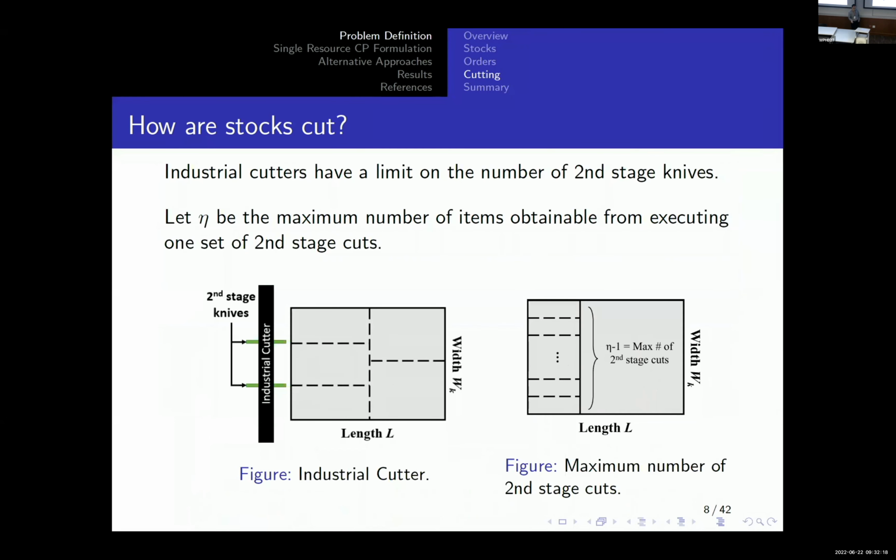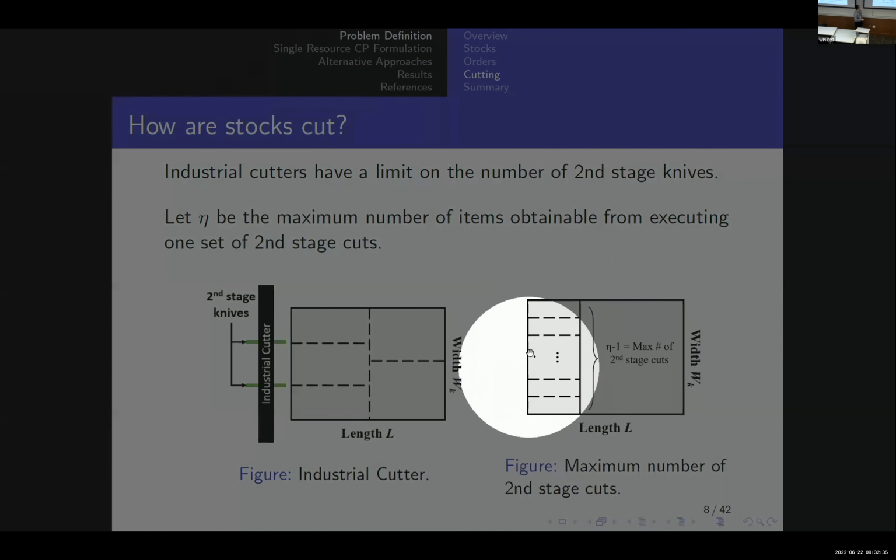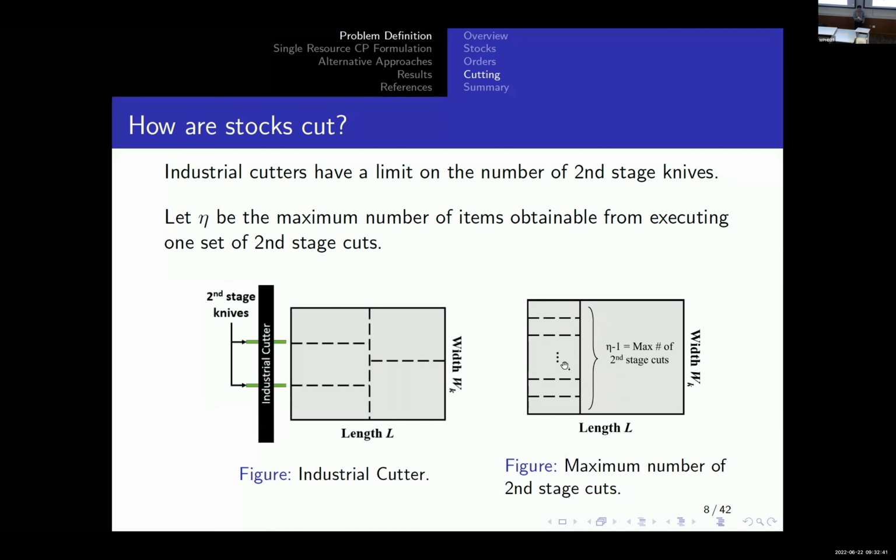And finally, in terms of the cutting process, we have one additional requirement, and that is industrial cutters often have a limit on the maximum number of second stage cuts. In other words, we have a limit on the maximum number of little items that can be obtained from executing one set of second stage cuts on a vertical strip. And we denote that using eta, so that's the limit.